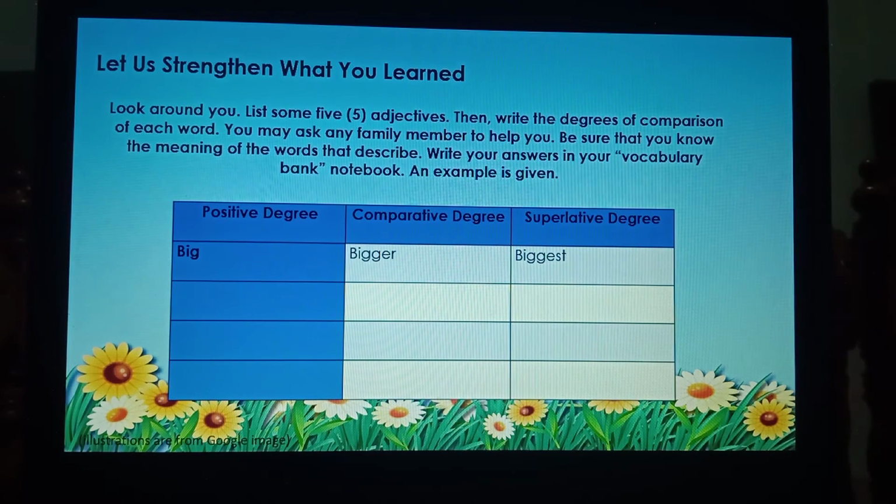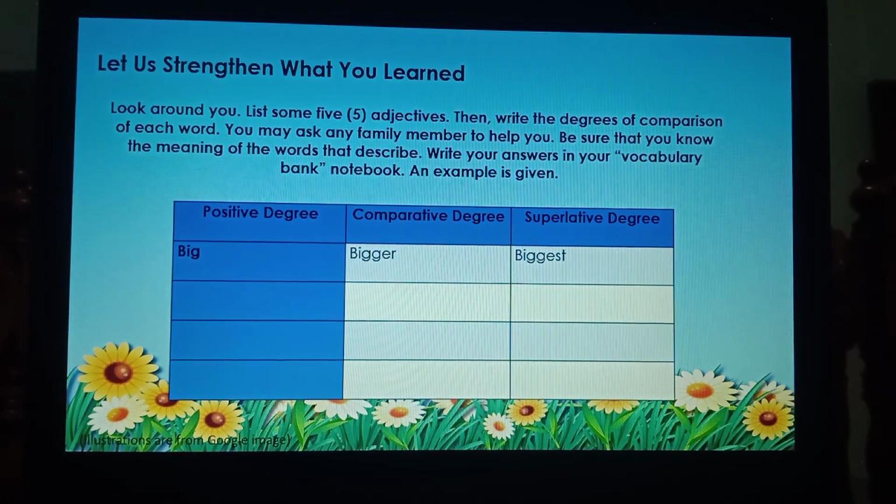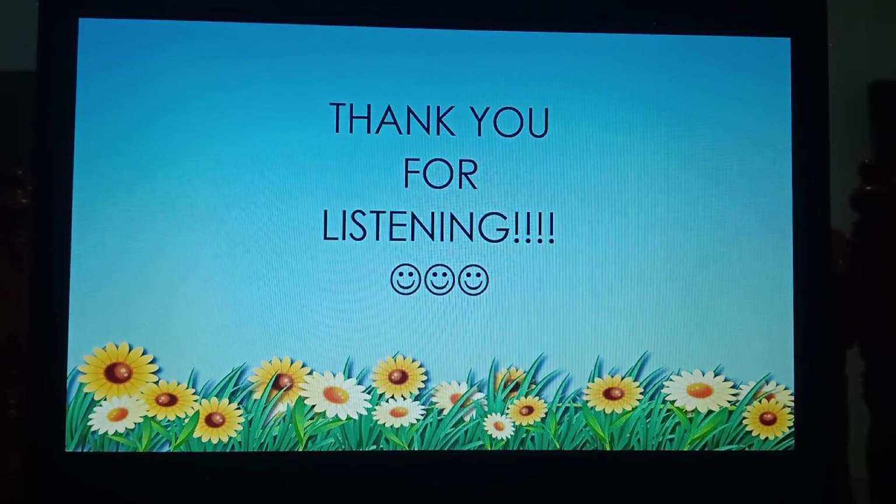For your assignment, look around you and list 5 adjectives, then write the degrees of comparison of each word. You may ask any family member to help you. Be sure that you know the meaning of the word that you described. Write your answer in your vocabulary bank notebook. An example is given: big, bigger, biggest. Thank you for listening.